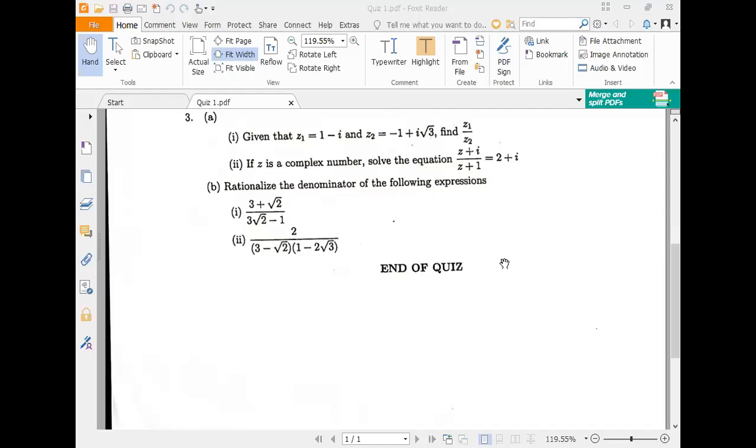So we're now on question 3. A, given that z1 is equal to 1 minus I and z2 is equal to negative 1 plus I root 3. Find z1 divided by z2.